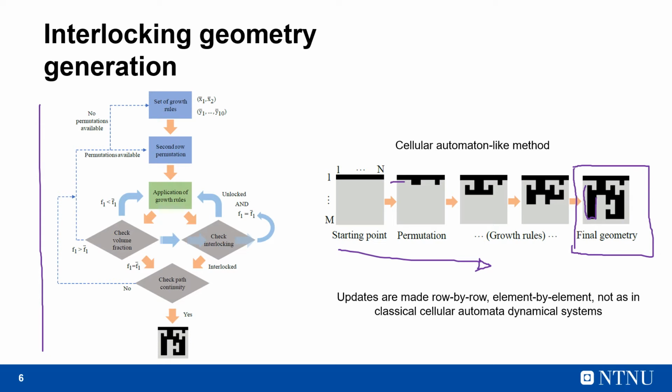Other constraints that we applied during the brute force algorithm were the volume fraction, which is the volume of one cell of the black or the gray with respect to the total volume. And then we checked at every step also the presence of mechanical interlocking. And finally, we checked also for path continuity, that I will be explaining in some seconds.